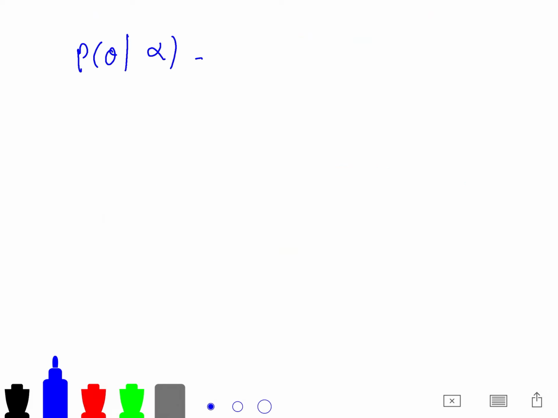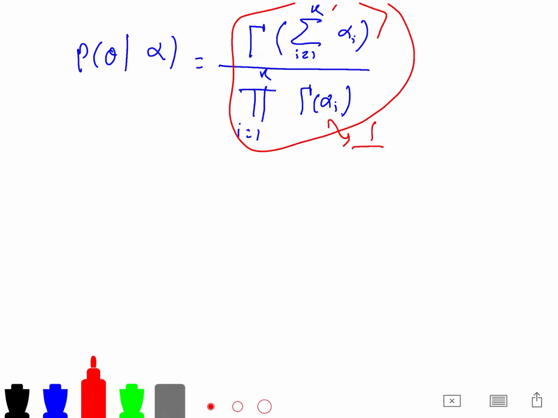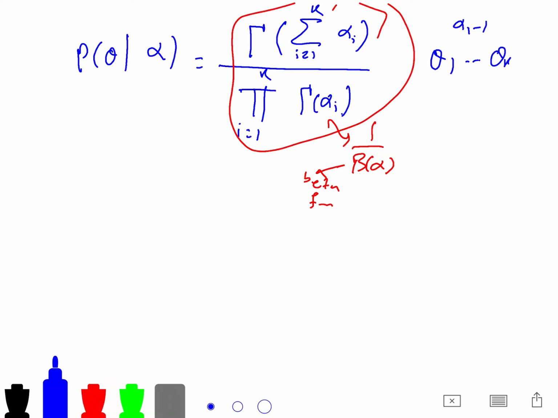P of theta given alpha is equal to gamma of the sum of alpha i, i from 1 to k, over the product of gamma of alpha i. So we usually say this is 1 over beta of alpha by definition, and beta is the beta function, times theta 1 to the alpha 1 minus 1, up to theta k to the alpha k minus 1.